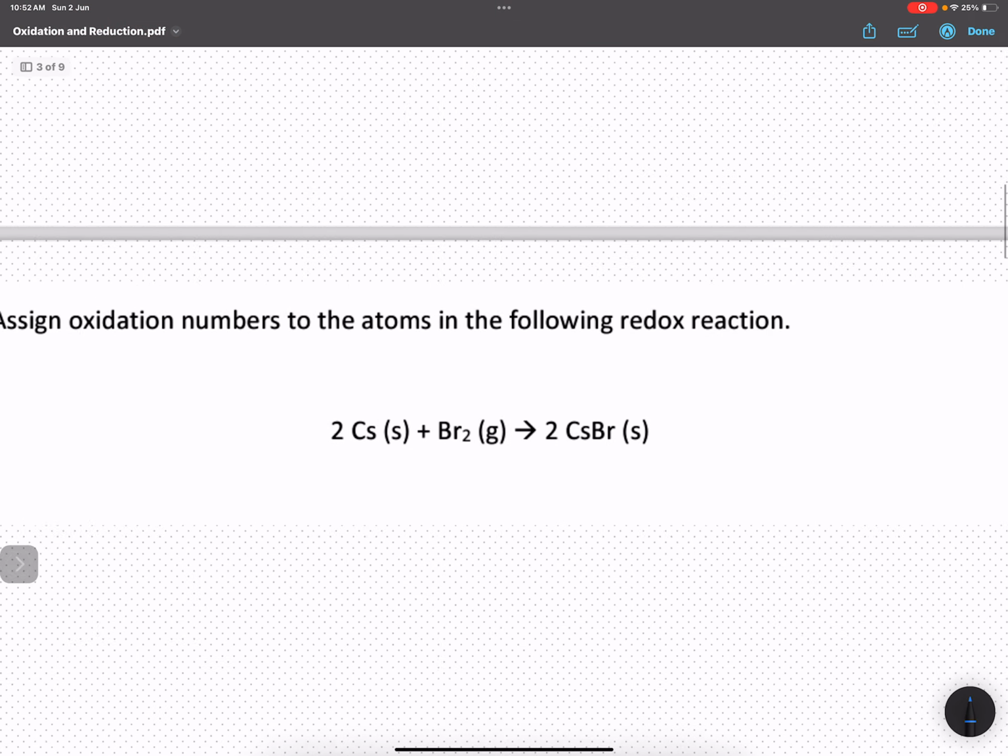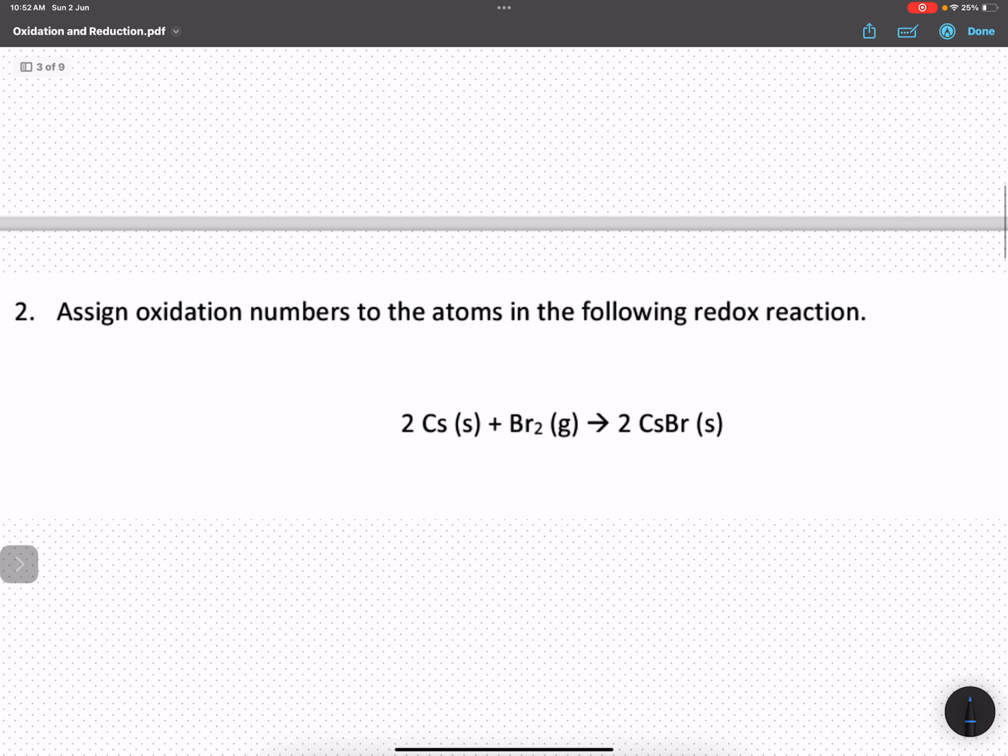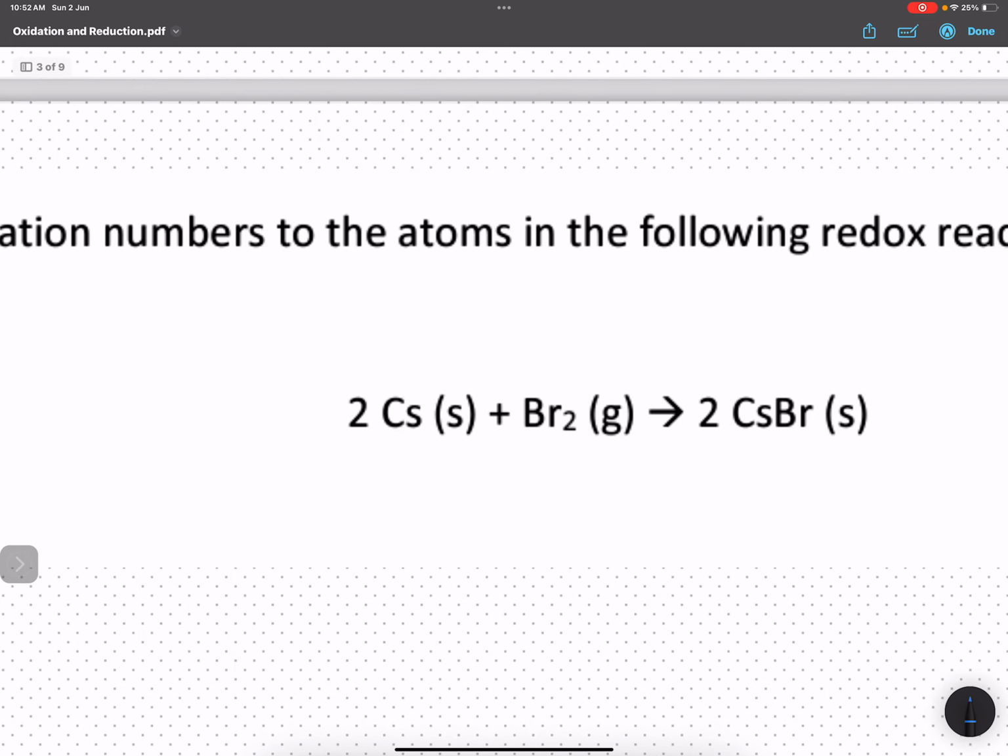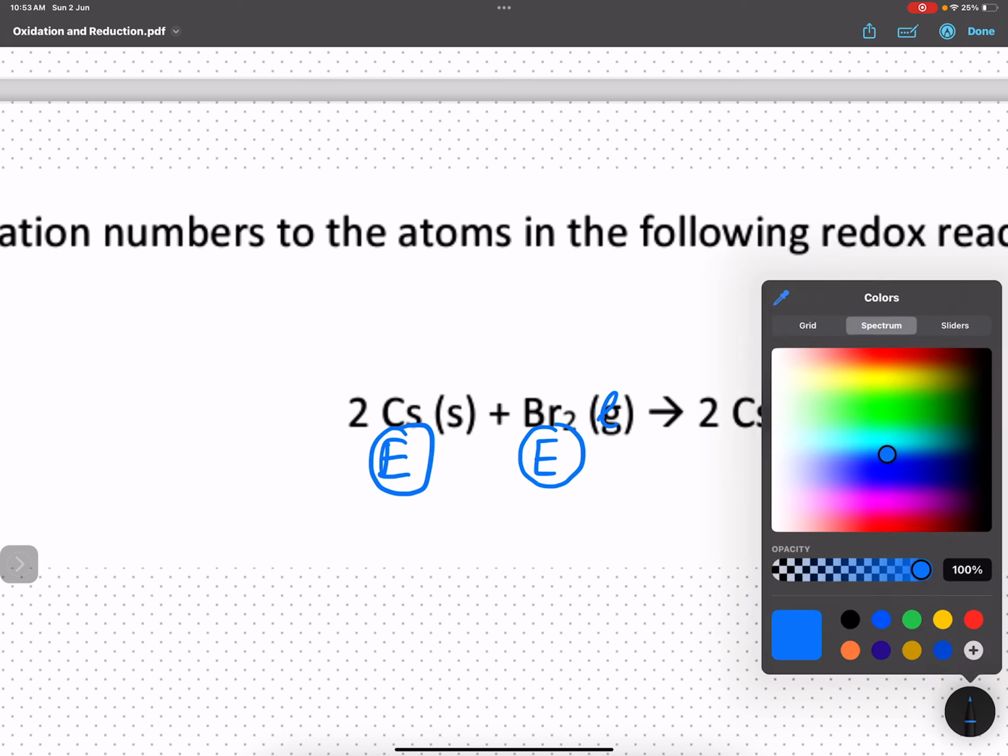Now I want you to pause the video and find the oxidation numbers of these elements or compounds. So hope you figured it out correctly. So this is my element. This is also my element. It's bromine. I know it exists as a liquid, but it's an element. So just go with it, it's an element.